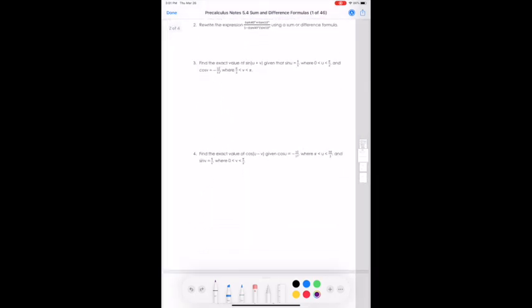Alright, this one's a little different. They're giving us the broken up version and asking us to switch it back. So this one is tangent of 40 plus 10, which is the same as tangent of 50. And that's it. So I just had to match it up with the tangent equation with the sum.